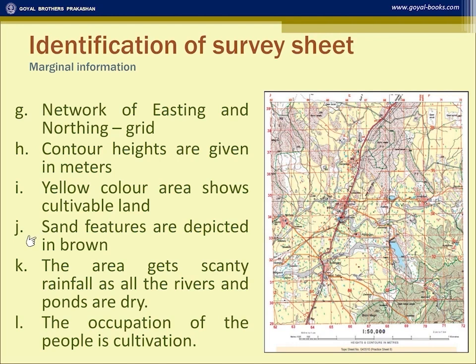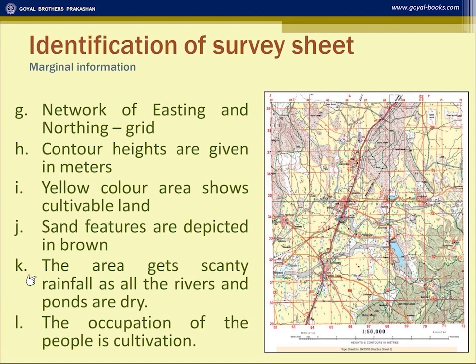The sand features are always depicted in brown. You will see the speckled brown dots which show that the area is a desert or an arid region. The area gets scanty rainfall. We can depict by looking at the conventional signs and symbols that the area is getting scanty rainfall or the seasonal rainfall, because all the rivers and the ponds are dry.